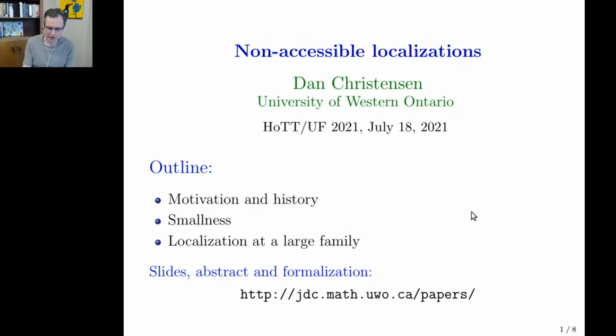So in this talk, I'm going to try to give some background. I'll give some motivation and history for why we study localizations or reflective subcategories in general. And then I'm going to get towards the main result. I have to talk about smallness. So that says when a type is equivalent to a type in some given universe. And then using that, I can give a theorem that gives a localization at a possibly large family.